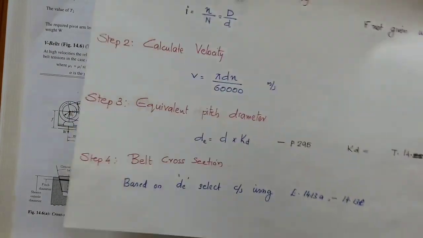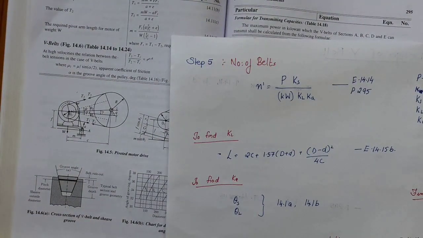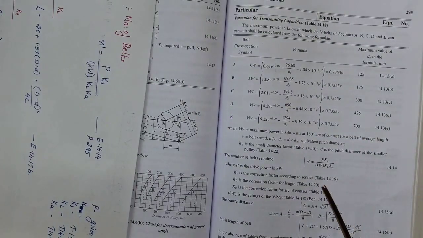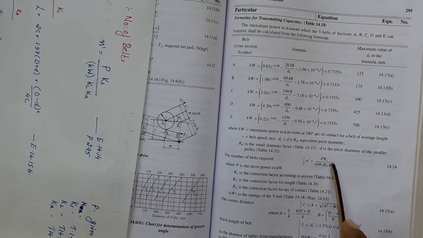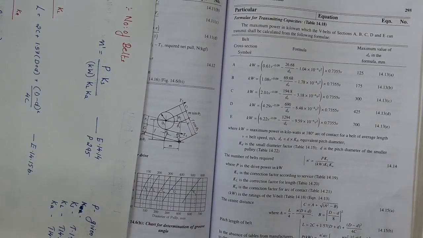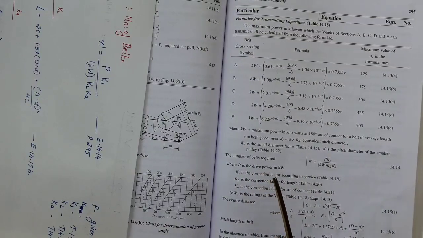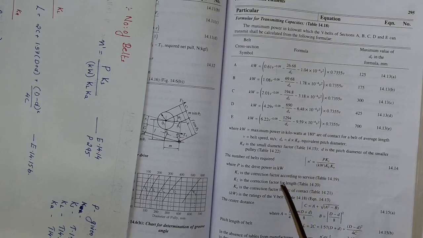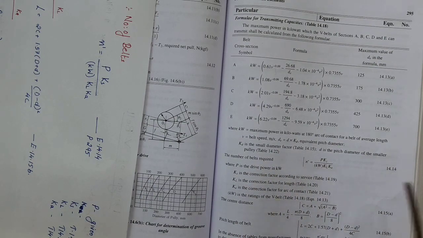The next step is the calculation of the number of belts. The equation is 14.14, on page number 295. This is the equation that we are going to use. The equation is P Ks divided by kW into KL into Ka. I think it is very clear. What exactly is P? It is given here. P is the drive power. Whatever might be the power rating of the belt, the power required to be transmitted, or the power that is given in the question, has to be substituted for P in kilowatts.